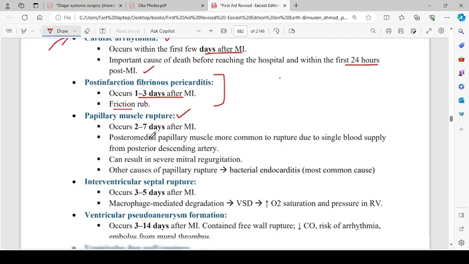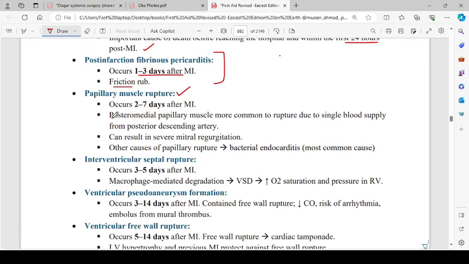There are 3 types of rupture: papillary muscle rupture, interventricular septal rupture, and ventricular free wall rupture. These 3 ruptures can occur in the window of 3 to 14 days. Papillary muscle rupture occurs 2 to 7 days after MI. The posteromedial papillary muscle is the most common to rupture due to its single blood supply from the posterior descending artery, and in most people the posterior descending artery originates from the right coronary artery.